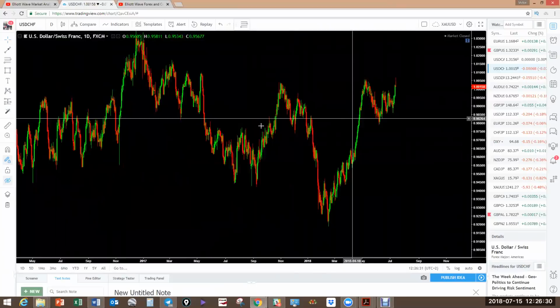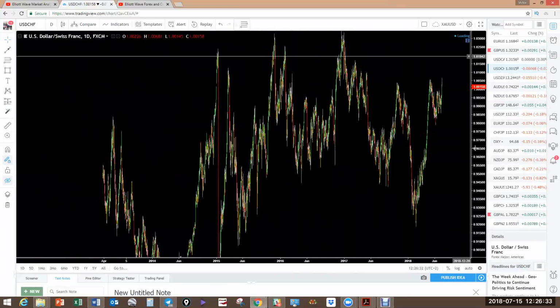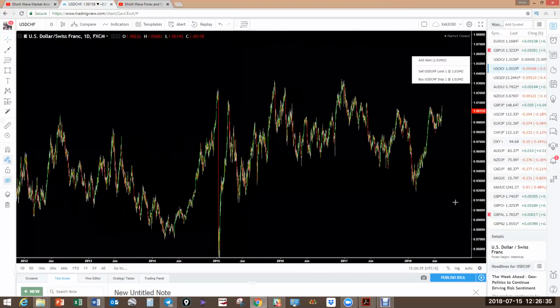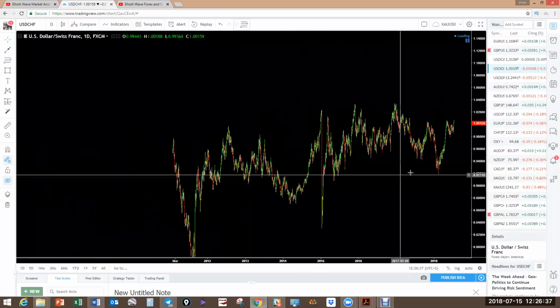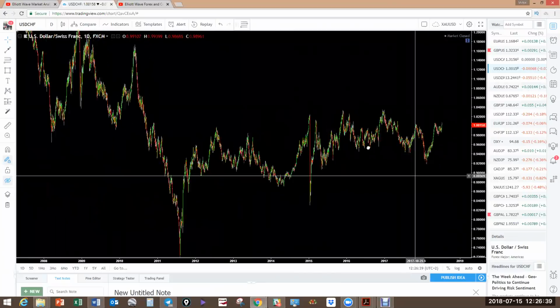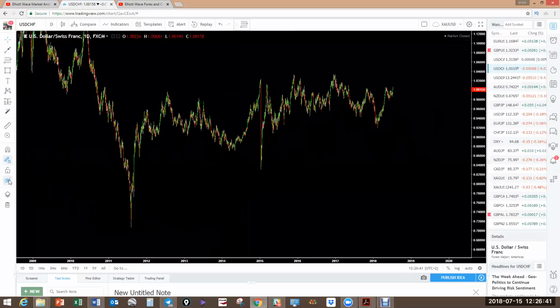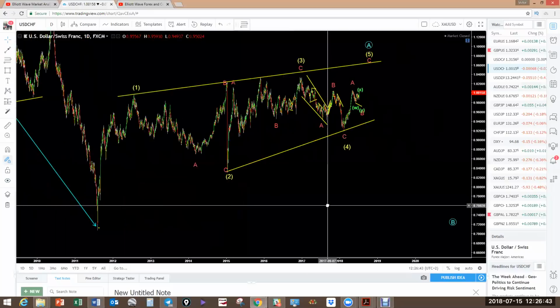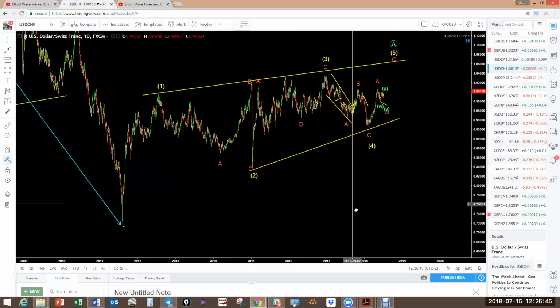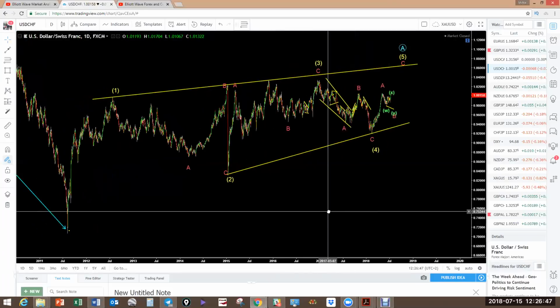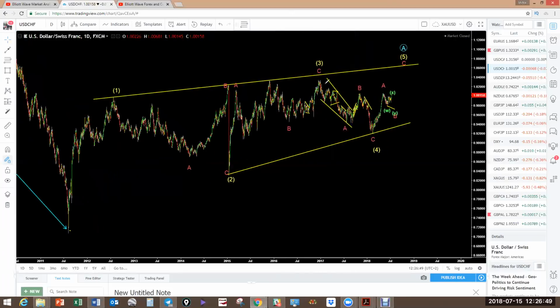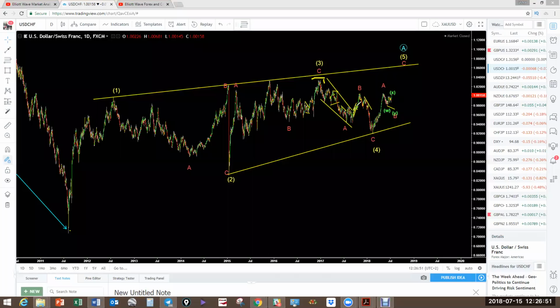Okay, so let me show you the structure, the overall structure that I'm looking at on this pair. There's a big diagonal that I'm looking at since last year, since 2017. If you watch some of the videos in 2017, you will see this diagonal that we started tracking from this area. So all the 1, 2, 3 moves, now 4 that we're looking at now, we have been tracking and we've been getting them right. So now we just want this one to do this.